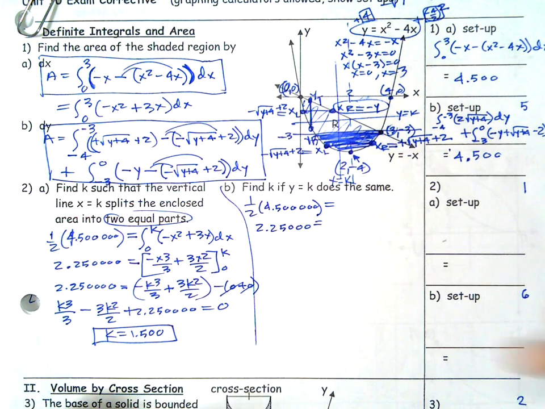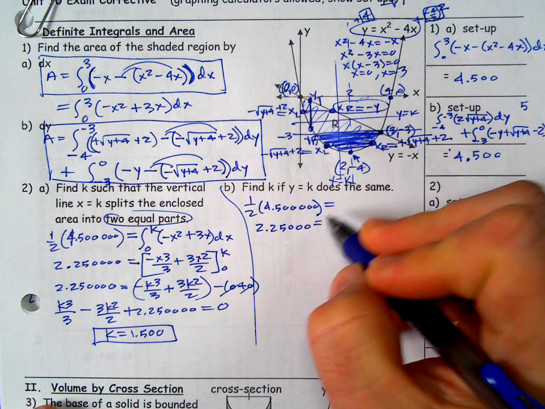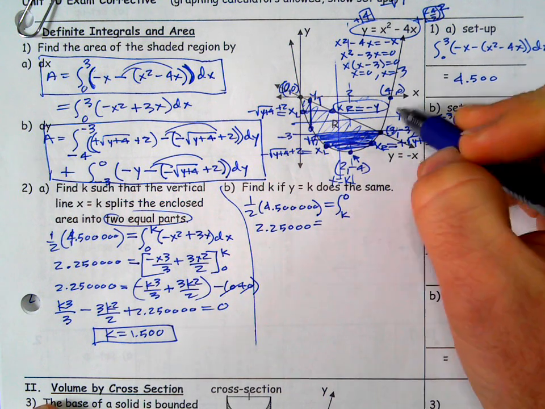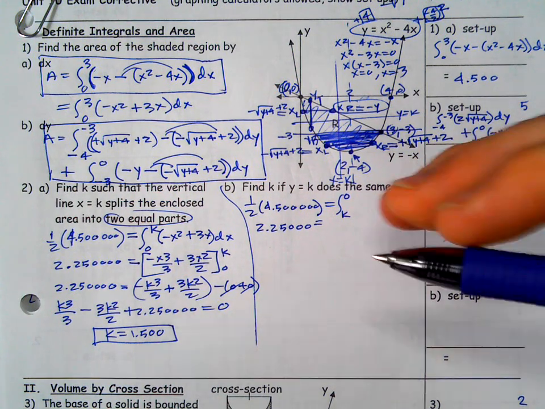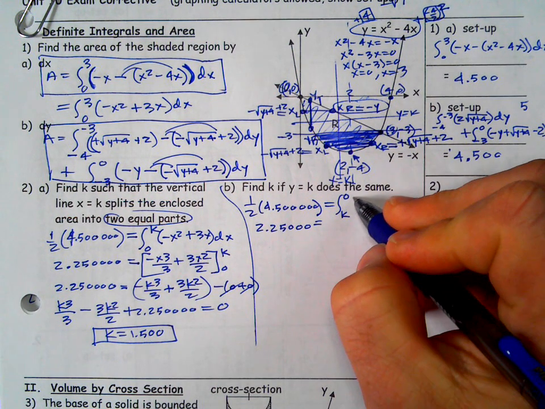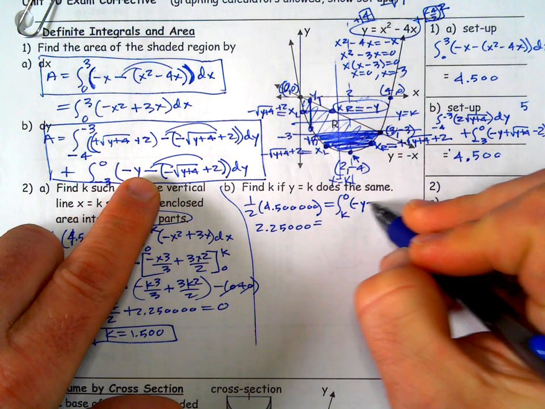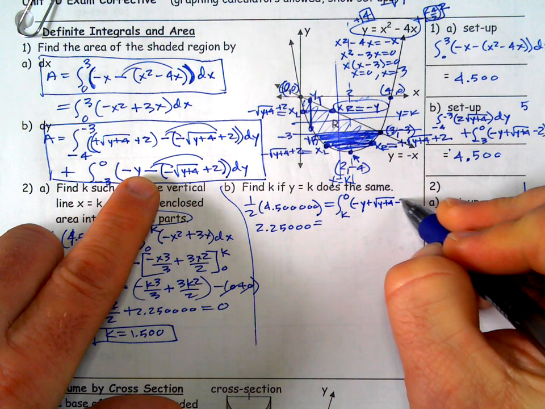So now I'm going to go k to 0 because I want to work from k to 0. I'd rather use 0 anyways, but we're starting at k, which is below 0. You got to go bottom to top, k to 0. And it was this one right here, negative y plus the square root of y plus 4 minus 2 dy.